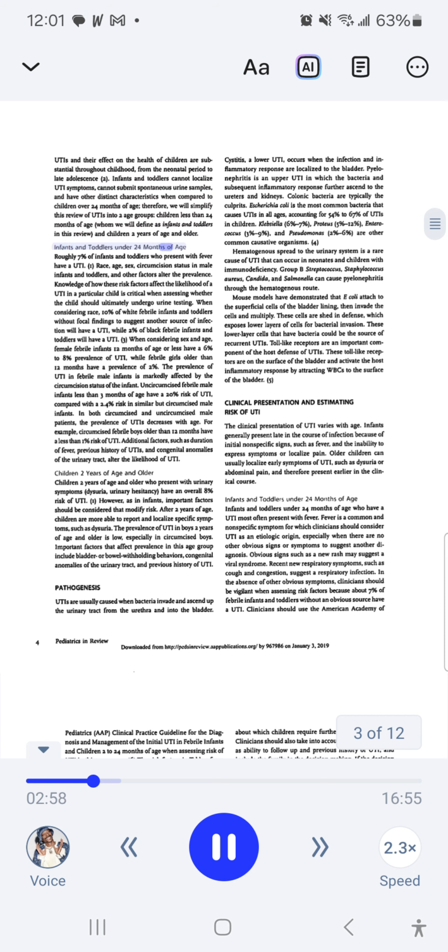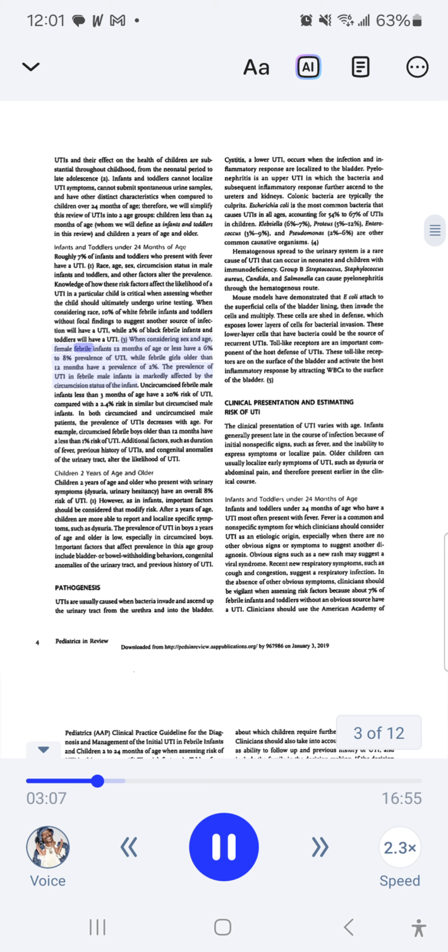Infants and toddlers under 24 months of age. Roughly 7% of infants and toddlers who present with fever have a UTI. Race, age, sex, circumcision status in male infants and toddlers, and other factors alter the prevalence. Knowledge of how these risk factors affect the likelihood of UTI in a particular child is critical when assessing whether the child should ultimately undergo urine testing. When considering race, 10% of white febrile infants and toddlers without focal findings to suggest another source of infection will have a UTI, while 2% of black febrile infants and toddlers will have a UTI.